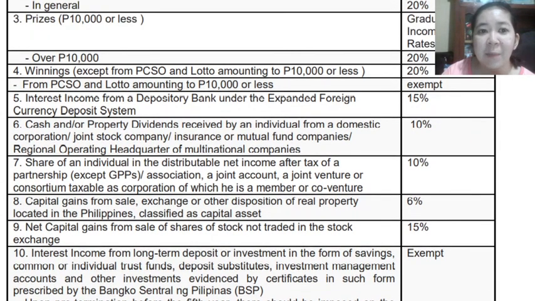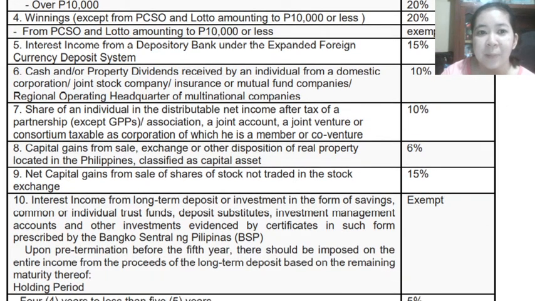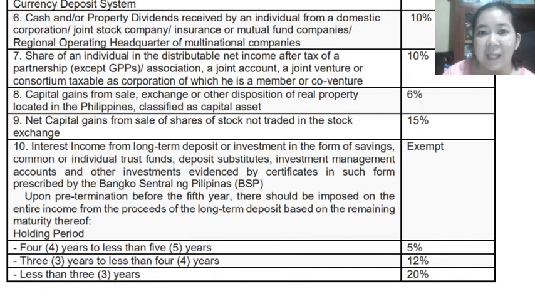Okay, next, item number 6, cash or property dividend from the partnership or corporation or company that is located here in the Philippines, so they will be taxed at 10%. For the share of an individual in the distributable net income from the partnership and corporation where they are a partner or associate or a shareholder or a member, they will be taxed at 10% final tax.